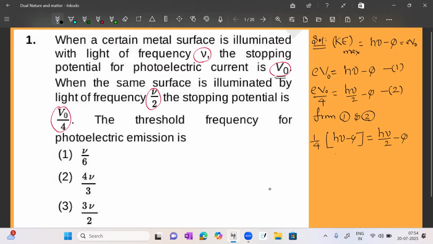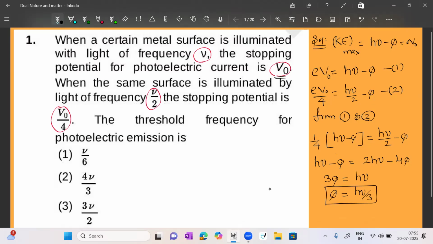If we do the cross multiplication, we have hν minus φ equals 2hν minus 4φ. Now to solve these two, exchange sides, and it becomes 3φ equals hν. So 3φ equals hν, and we can write φ equals hν by 3.